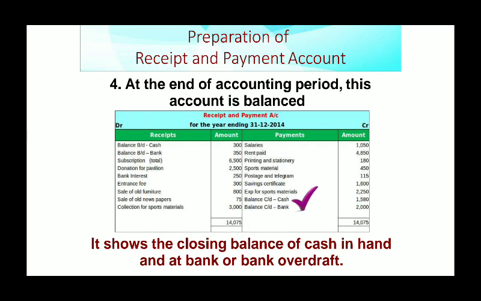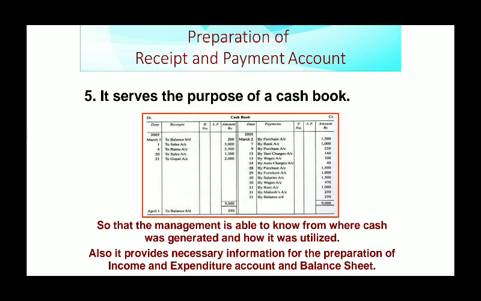Now, at the end of the accounting period, this account is balanced and you will get closing cash balance and bank balance. Bank balance you can get on either side, just like cash book. It serves the purpose of cash book. It is similar to cash book, but there is a difference.